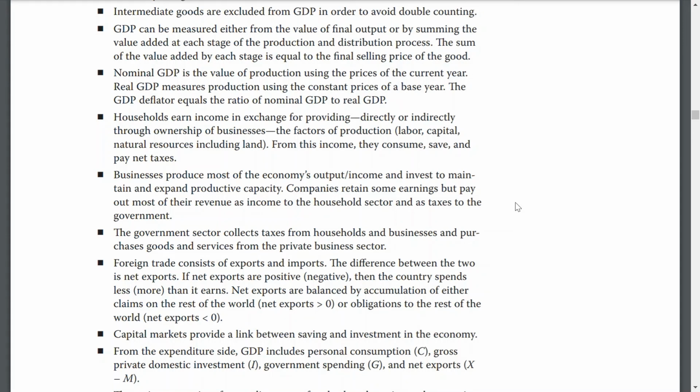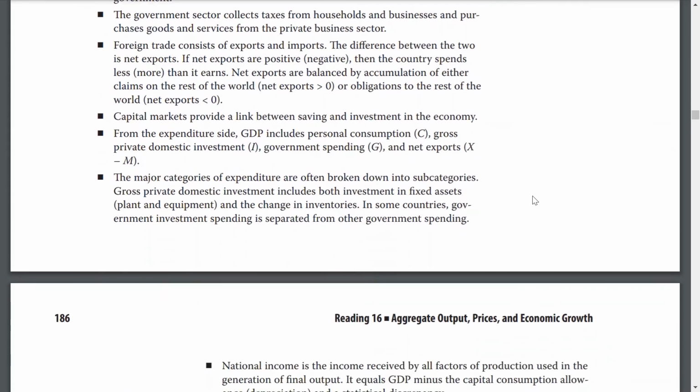The government sector collects taxes from households and businesses and purchases goods and services from the private business sectors. Foreign trade consists of exports and imports. The difference between the two is the net export. If net exports are positive or negative, the country spends less or more than it earns. Net exports are balanced by accumulation of either claims on the rest of the world, when net exports are greater than zero, or obligations to the rest of the world, when net exports are less than zero. Capital markets provide a link between saving and investment in the economy.